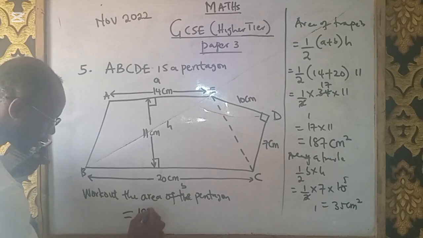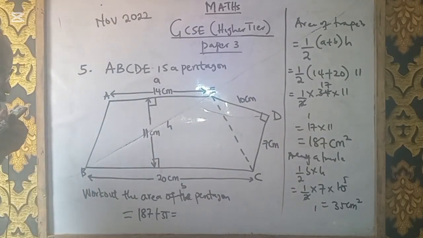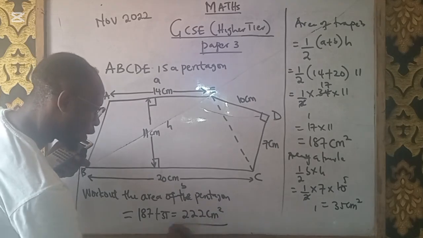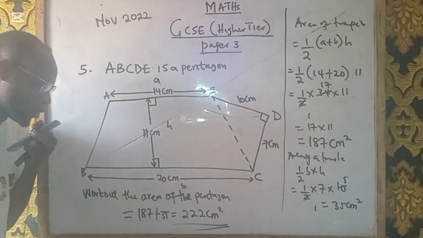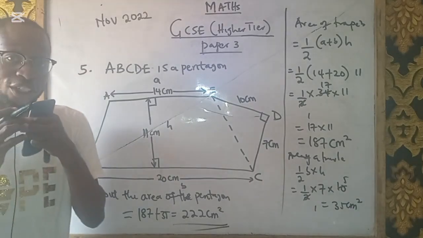That's 187 plus 35. That should give us 222 centimeter squared. So there is no need to confirm this from the calculator, it's just something small. So that's 222 centimeters squared. That's our value for the area of the pentagon.